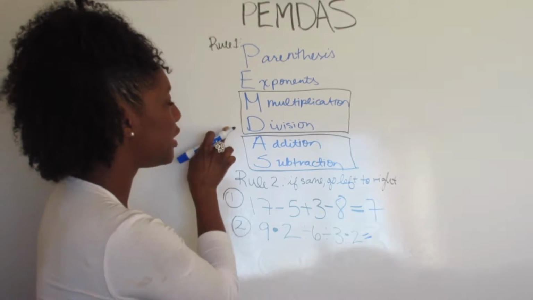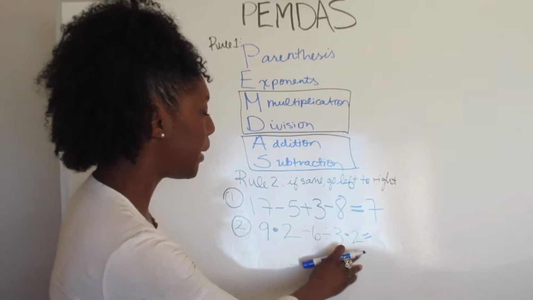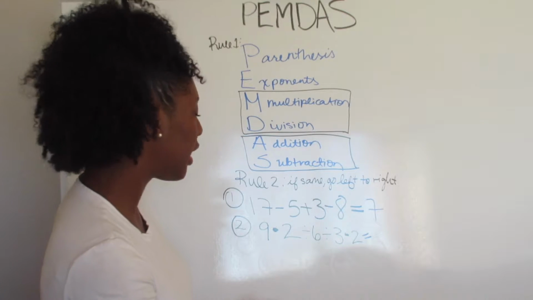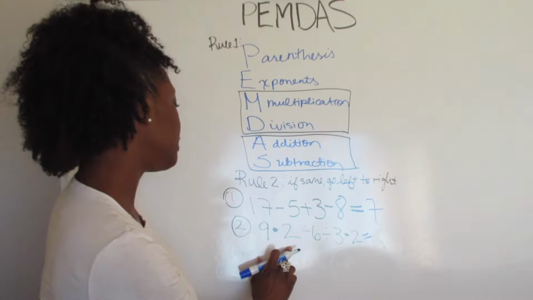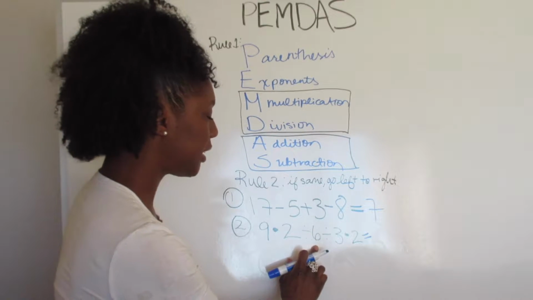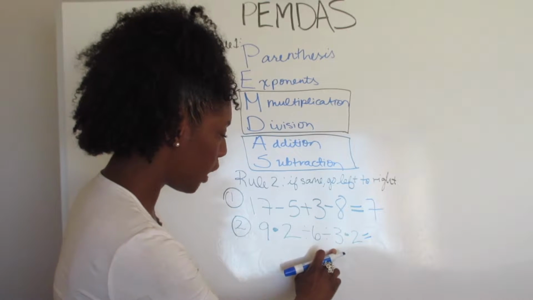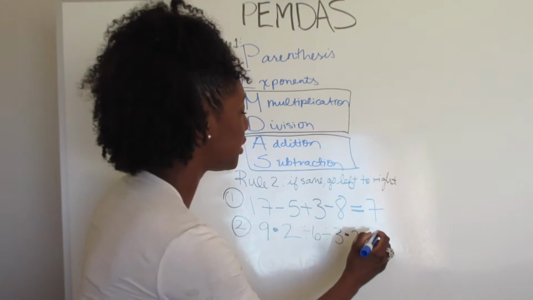Now, multiplication and division can be considered the same type, and if we have all the same type, then we can just go left to right. So that means 9 times 2 is 18. 18 divided by 6 is 3. 3 divided by 3 is 1, and 1 times 2 is 2.